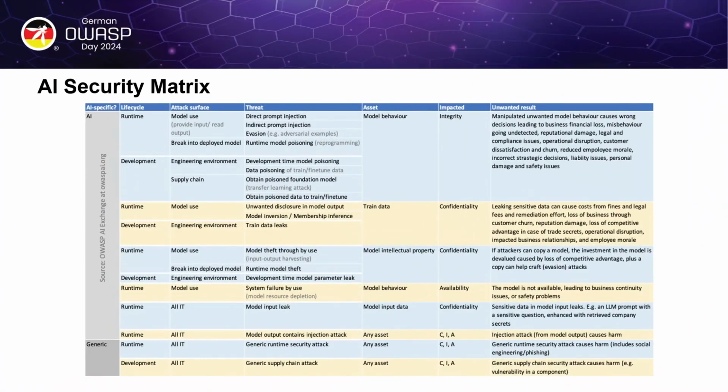We have a wonderful table, which we call the AI security matrix, at the website of the OWASP AI Exchange. The AI security matrix shows all threats and risks ordered by type and impact. For example, you can see in the life cycle of the runtime, we have the attack surface model use and break into deployed model. And the threats would be direct prompt injection, indirect prompt injection, evasion, runtime model poisoning. The asset that is mapped is model behavior, and that would impact the integrity of the data.